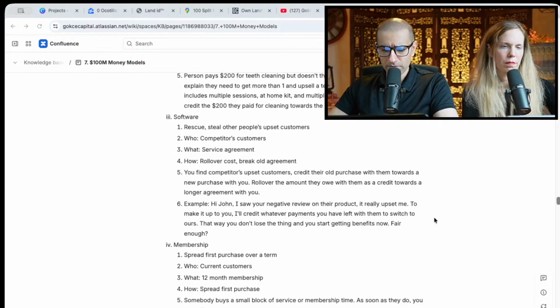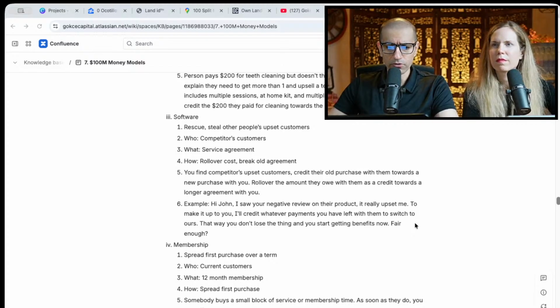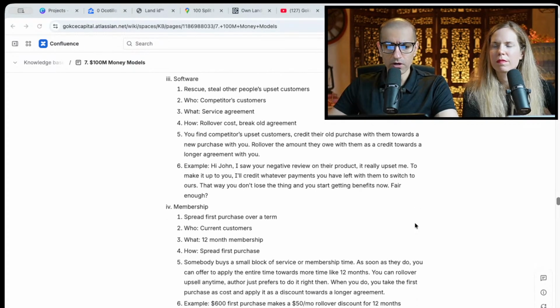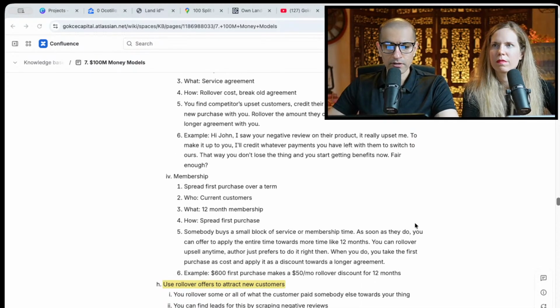All right, let's keep moving. All right, software. Steal other people's upset customers. Who? Competitors' customers. What? Service agreement. How? Rollover cost. Break old agreement. You find competition's upset customers, credit their old purchase with them toward a new purchase with you. Roll over the amount they owe with them as a credit toward a longer agreement with you. Example: Hi John, I saw your negative review on their product. It really upsets me. To make it up to you, I'll credit whatever payments you have left with them to switch to ours. That way you don't lose the thing and you start getting benefits now.